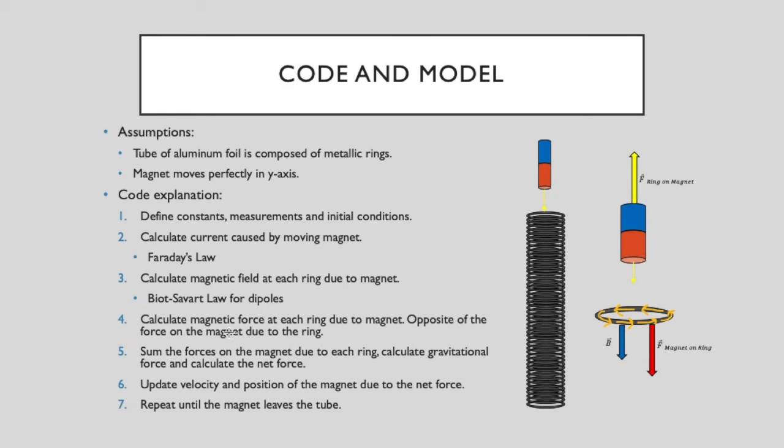Then we calculate the magnetic force at each ring due to the magnet, and we know that this is the opposite of the force on the magnet due to the ring. These two forces of equal magnitude are represented by the red and yellow arrows. Then we sum the forces on the magnet due to each ring, calculate the gravitational force on the magnet, and add these two forces to calculate a net force. Then we can update the velocity and the position of this magnet using this net force. We repeat this process as the magnet moves down the tube, and we stop once the magnet leaves the bottom of the tube. Let's take a look at our code.